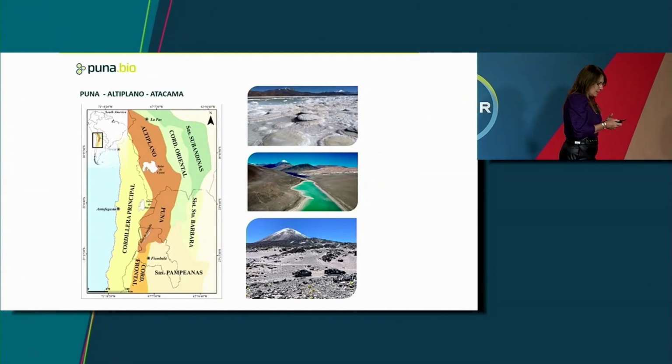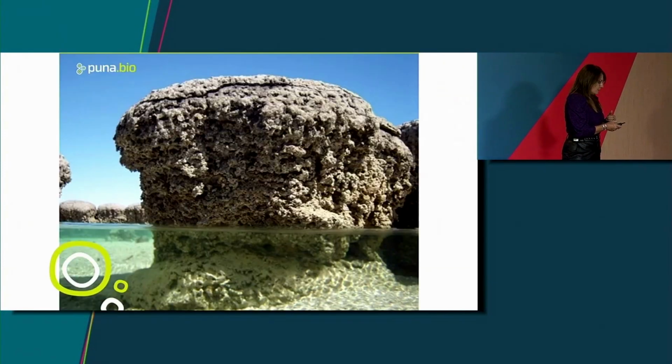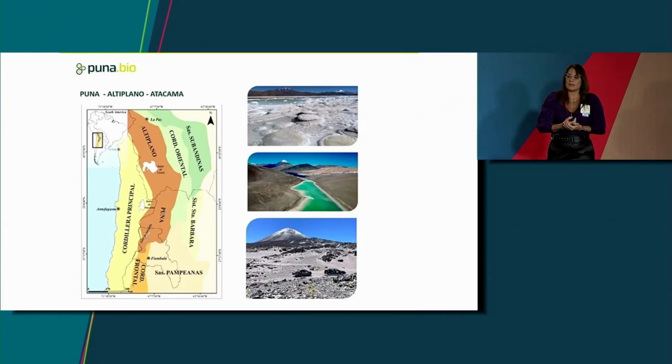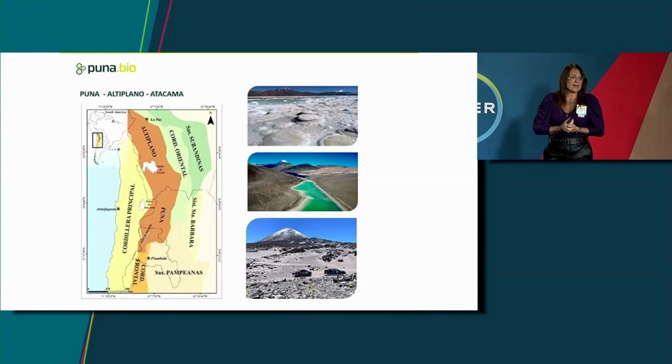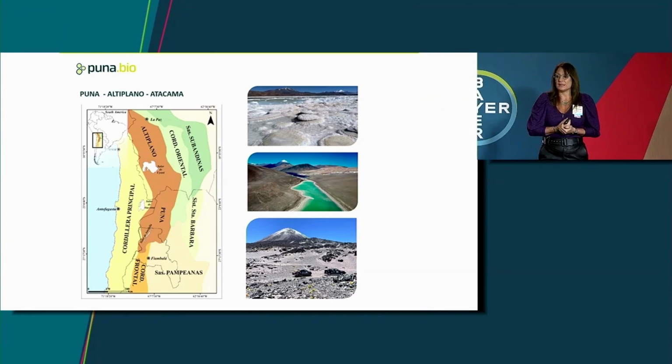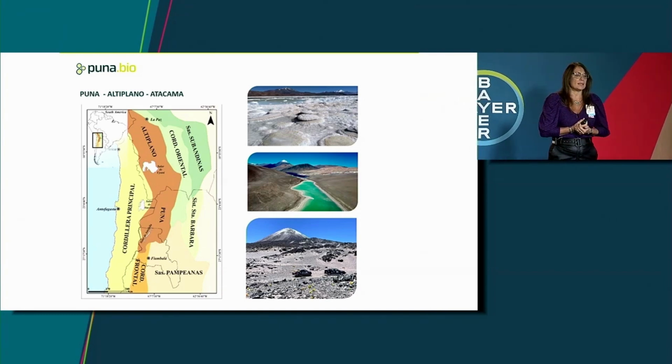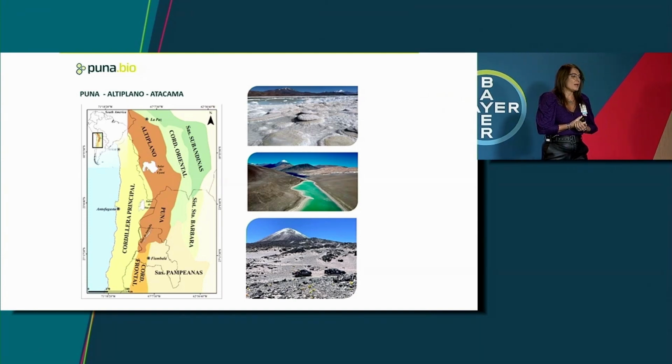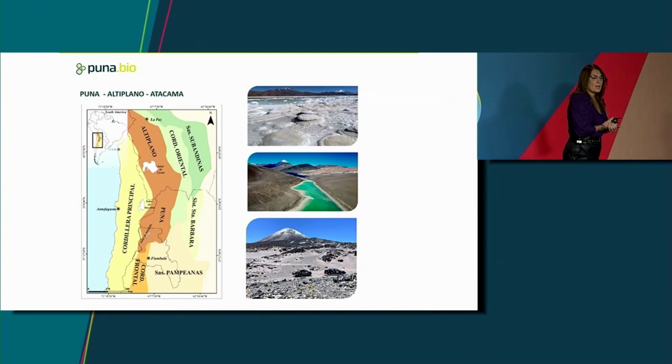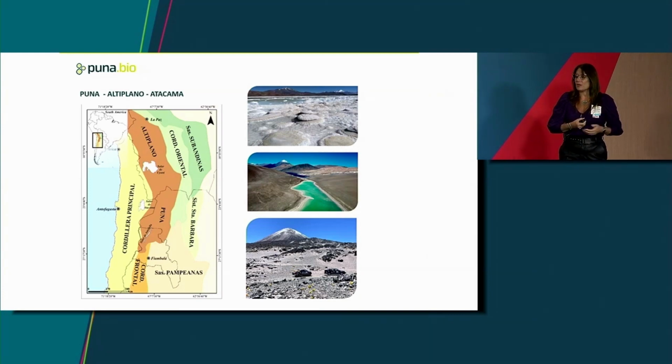Let's go to South America, to the highest and driest desert on Earth. It is named Puna in Argentina, Altiplano in Chile or in Bolivia, or Cordillera de Atacama.